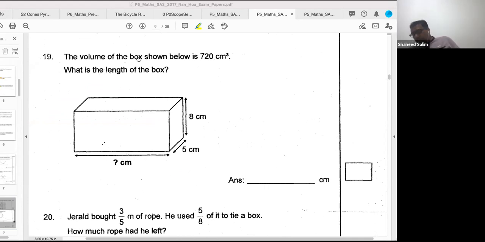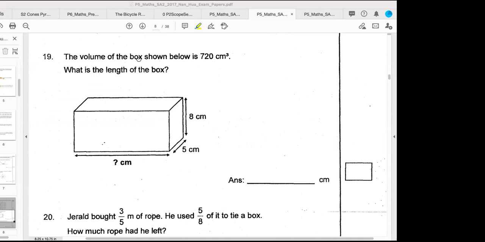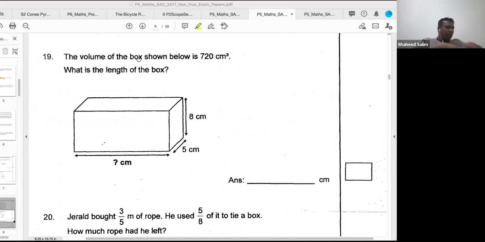Volume. Come, try this. Hello, Shafia. Come. Remember, length times. Okay, again.